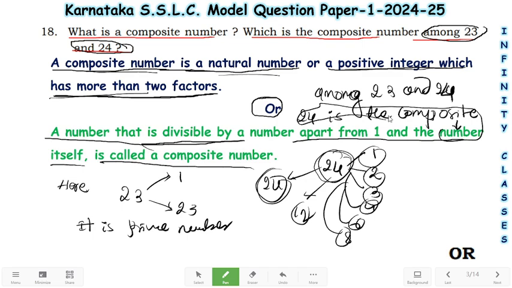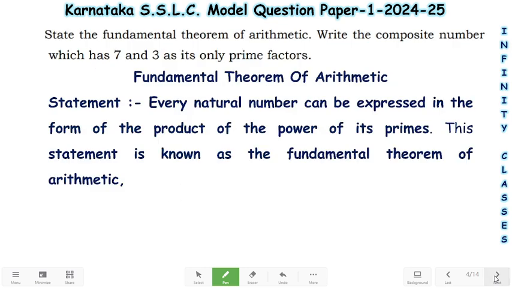So moving to the next question, that is the OR question. This is the main question, question number 18. Here the internal choice will be given, that is the OR question. Let us see here. State the fundamental theorem of arithmetic. Write the composite number which has 7 and 3 as its only prime factors. So it is a very easy one.